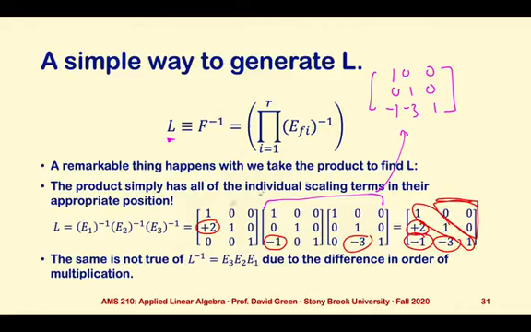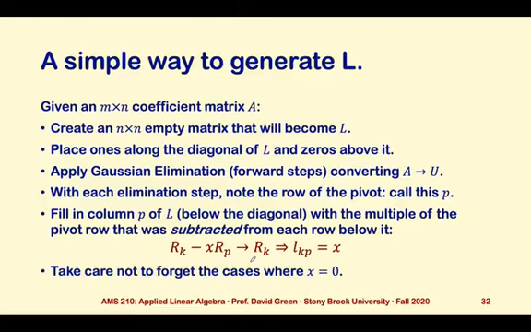This only works because of the appropriate multiplication order. If we take the forward elimination matrices and try to compute the combined forward elimination matrix by doing E3, E2, E1, we will not get the same result. We would actually get mixing of terms. But it is the L that we're actually interested in, and so we can use this trick, if you will.